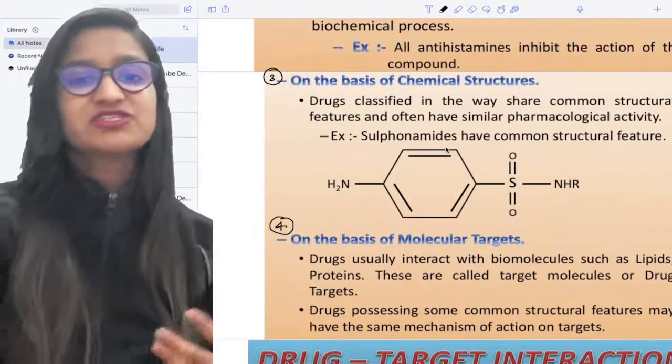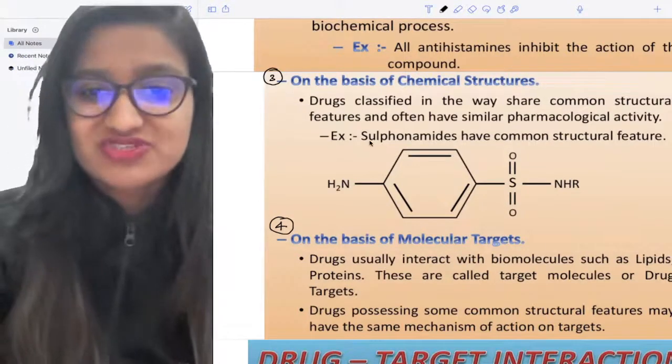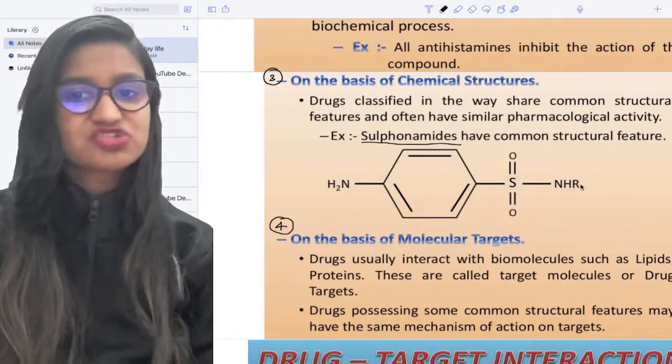Next thing is on the basis of chemical structures. If you look at sulphonamides, you can just see here, in sulphonamides you will see one common structure.